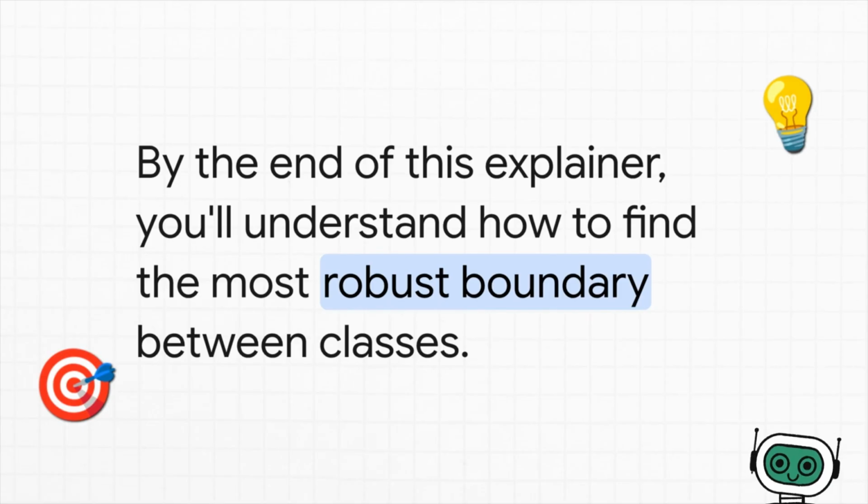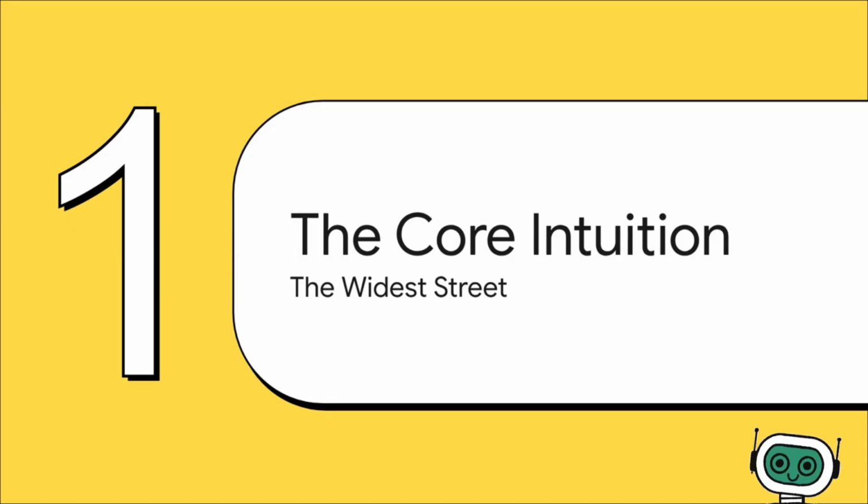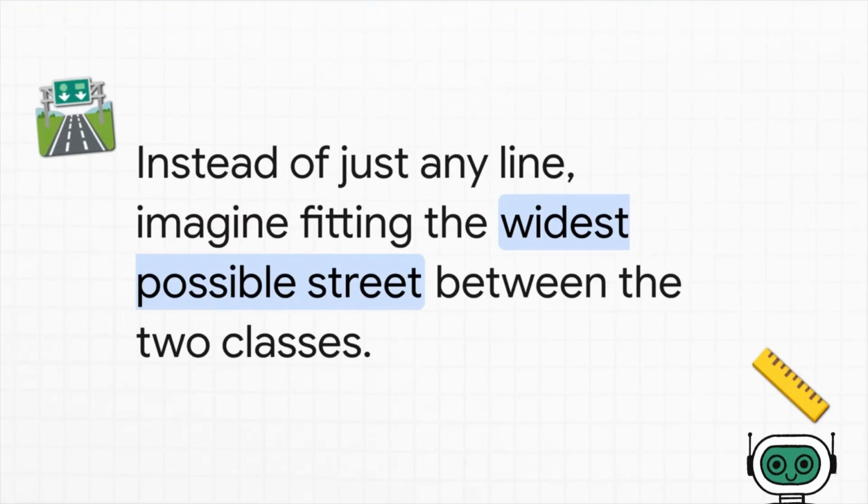And in the next few minutes, you're going to get the core intuition for how they find that perfect, most robust boundary. The secret to the SVM isn't about drawing a line at all. It's about paving a street. So, here's the mental model. Forget about a thin line. Instead, I want you to imagine we're trying to fit the widest possible street between our two groups of data points, with one rule. No data points are allowed on the street itself.